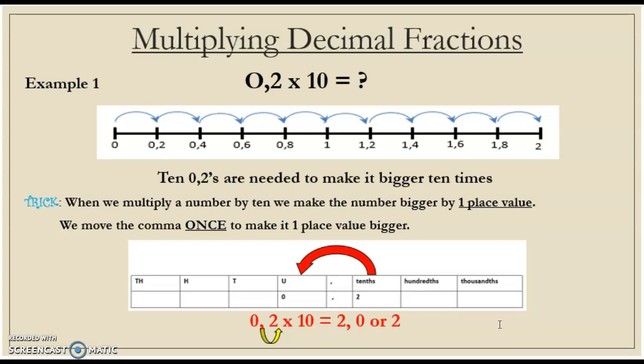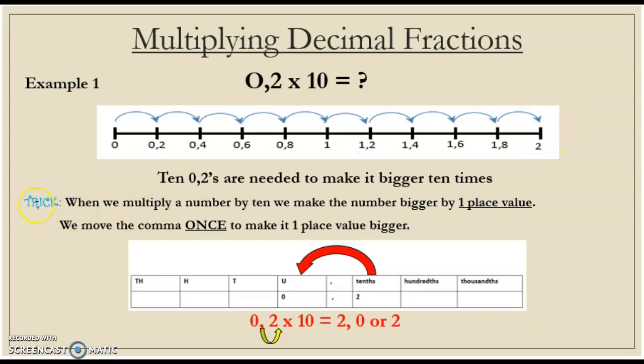Right, let's look at multiplying decimal fractions. The example is 0,2 times 10. So 0,2 is there on this number line. And if I ask for 0,2 times 10, that means I'm asking for 10 0,2s to make it 10 times bigger. So I need 10 of these pieces. If you count, there are 10 pieces. And 10 times 0,2 is 2.